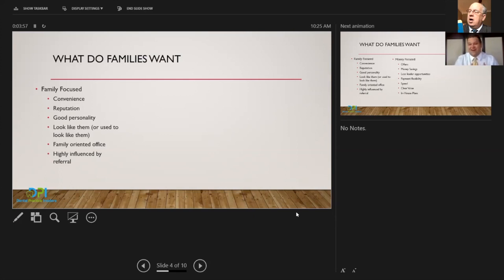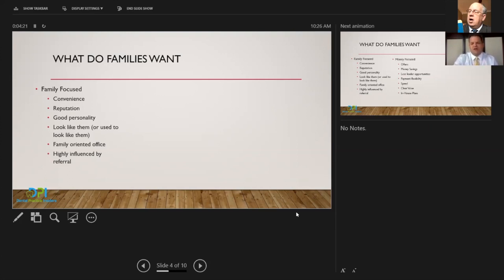The last one is that they are highly influenced by referrals. So if they move into town and their neighbor across the street or the person they go to church with or whatever makes a recommendation for you as a practice owner, as a doctor, they are going to be really highly influenced by that, regardless of price, regardless of any other factors. They're going to be highly influenced by that.